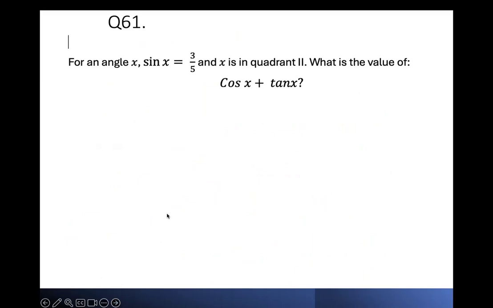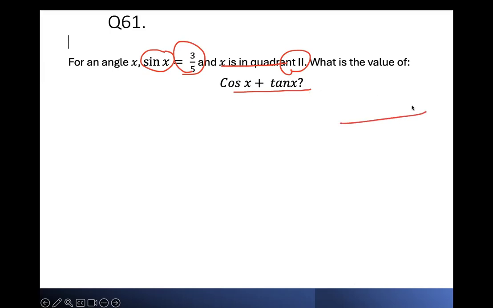And before we finish, I throw this at you. You say, oh, why did you do that? Yes, I want you to master this. The sine of a certain angle is 3 over 5. And X is in quadrant 2. You know what is quadrant 2, right? What is the value of cosine and tan? That is all.